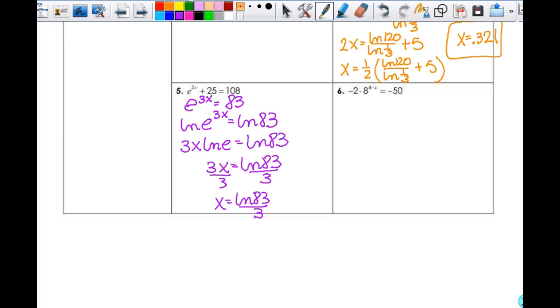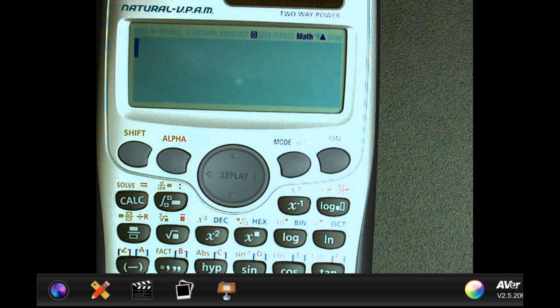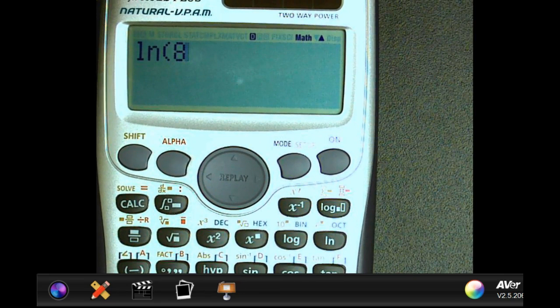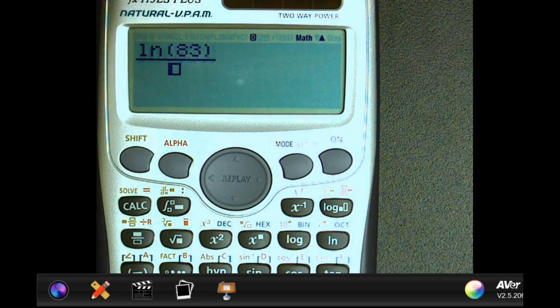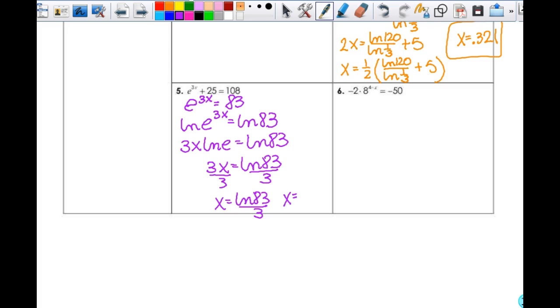Did you get an error again? Oh, you don't have to. So you can do natural log of 83, and if I use my parentheses, if I hit that now, then it goes in the denominator. You just have to make sure. And then it should get right here. Okay. So that does give me 1.473. Yes. Everybody okay with that? I'm getting kind of a good deal.